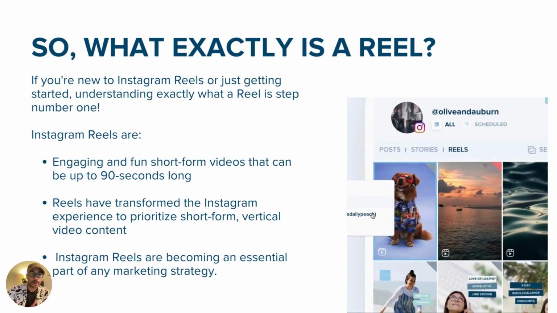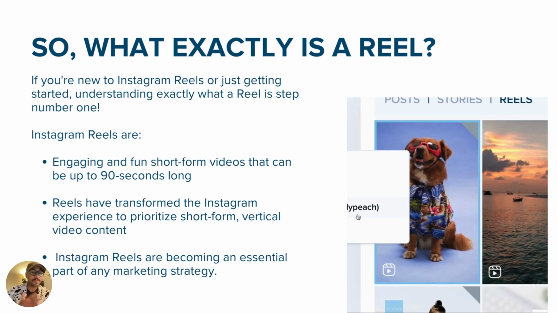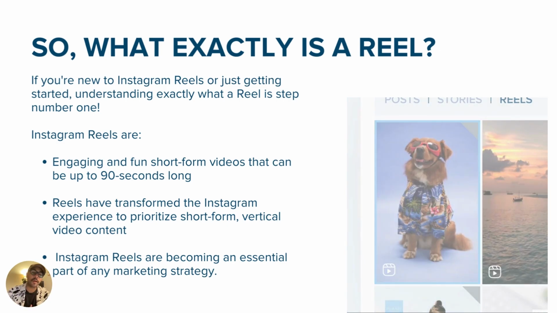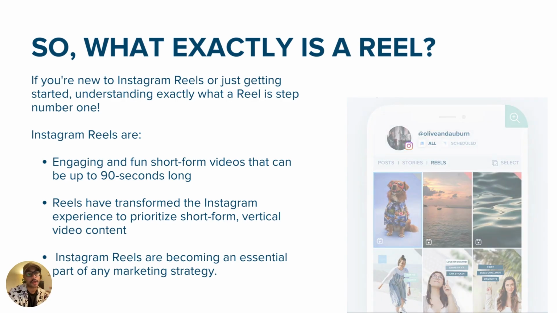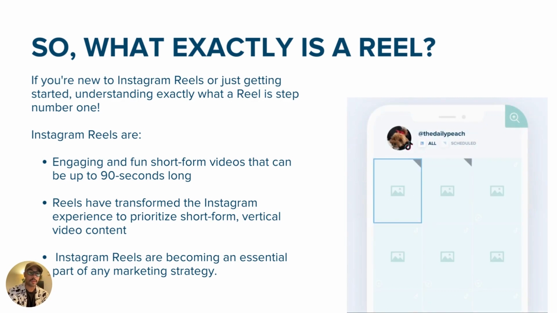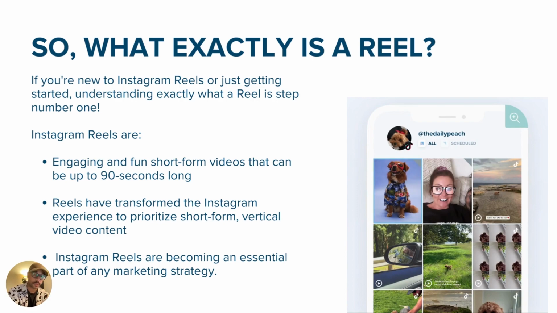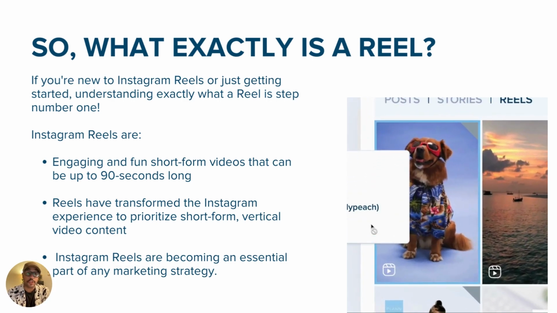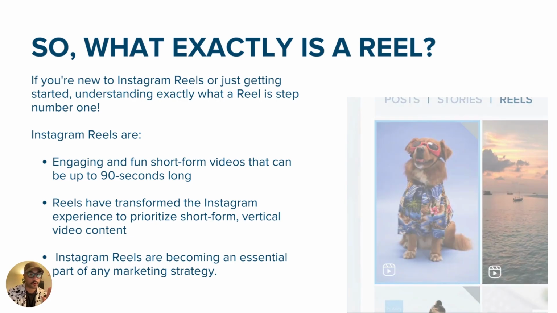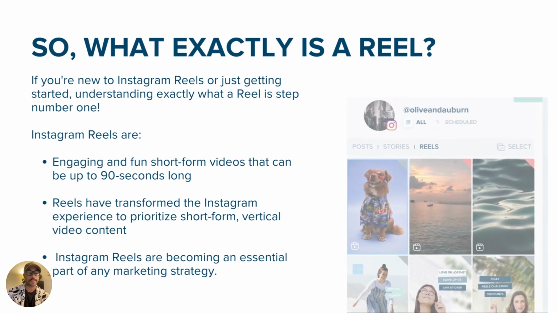So reels are just short form video content, usually up to 90 seconds long, but Instagram released a new update last week that says all videos on the platform are now going to be distributed as reels as long as they're under 15 minutes. So just keep that in mind. We expect some changes to come soon, but ultimately that's the gist of what a reel is. It's just short form, vertical, cropped video content.